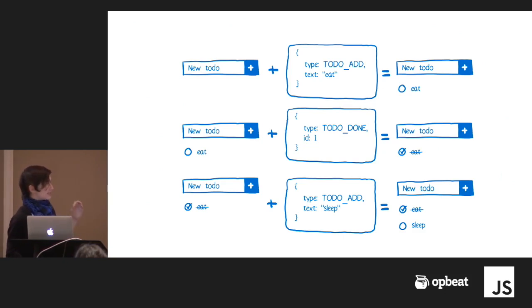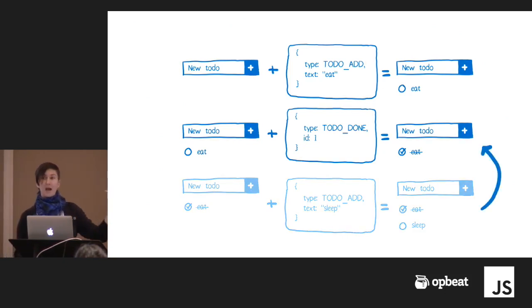What time travel debugging does is lets you do that. It lets you step backwards in time so that when you change your functionality, then you can perform that action again, and you don't have to do the first or the second one again.